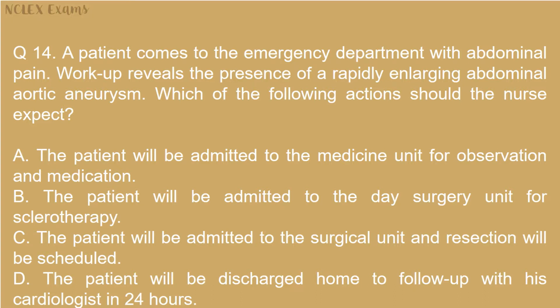Question 14. A patient comes to the emergency department with abdominal pain. Workup reveals the presence of a rapidly enlarging abdominal aortic aneurysm. Which of the following actions should the nurse expect? A. The patient will be admitted to the medicine unit for observation and medication. B. The patient will be admitted to the day surgery unit for sclerotherapy. C. The patient will be admitted to the surgical unit and resection will be scheduled. D. The patient will be discharged home to follow up with his cardiologist in 24 hours.